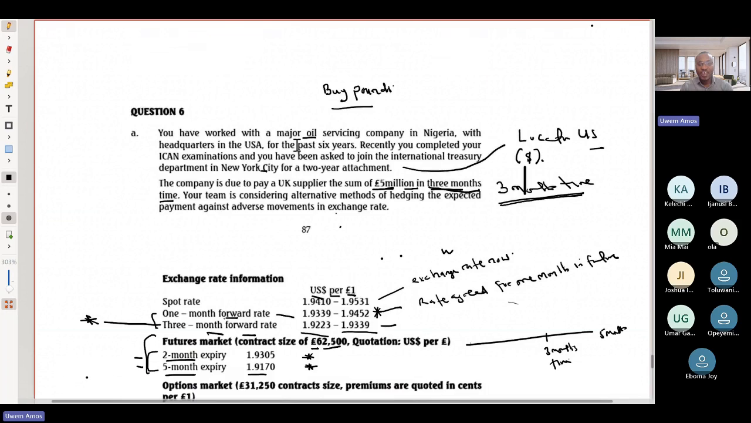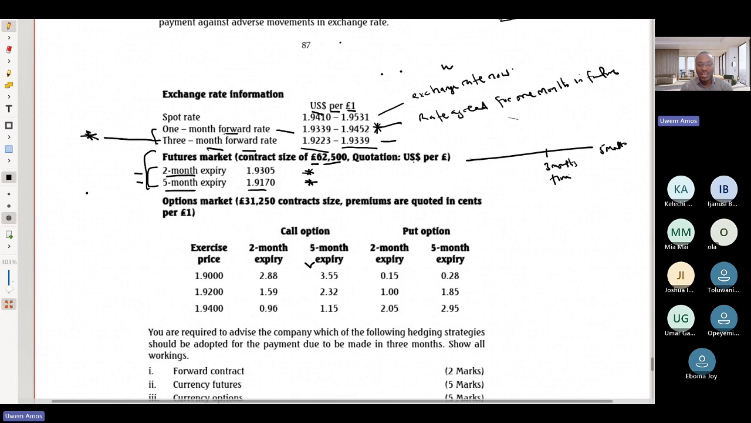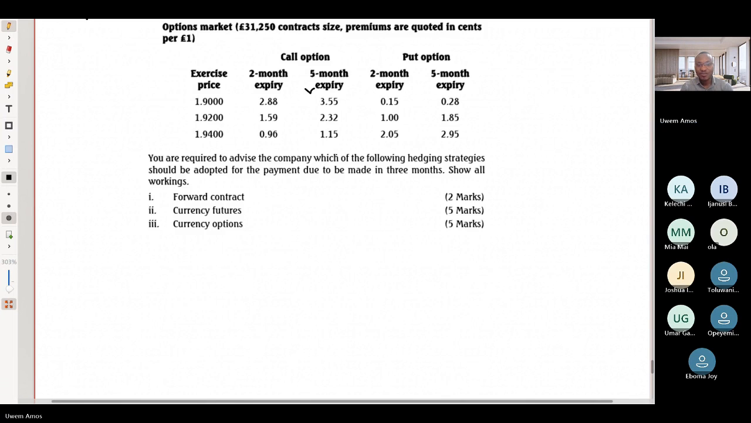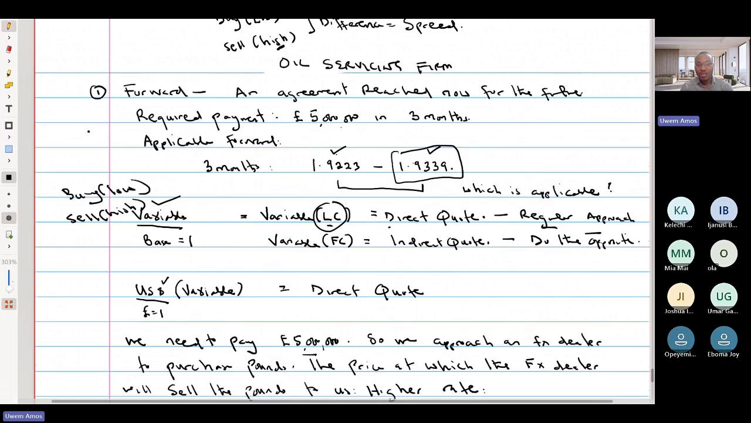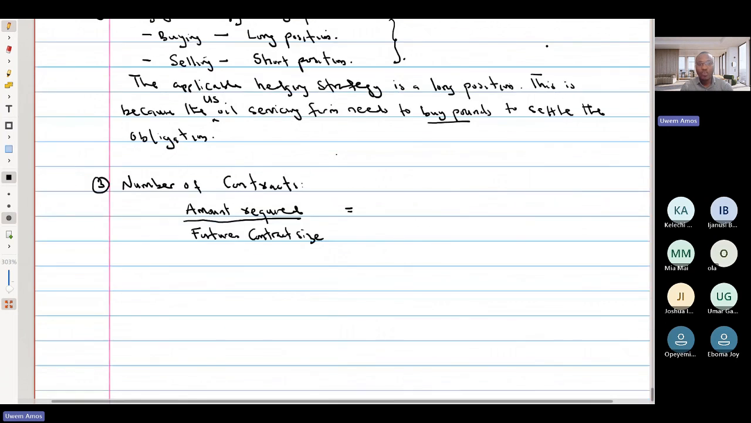The question says that they need to pay the UK supplier the sum of 5 million. That is what they need to pay. That's what they require. Our futures market, what's our contract size? So these are the futures market right here. What's the contract size? 62,500 contract size.